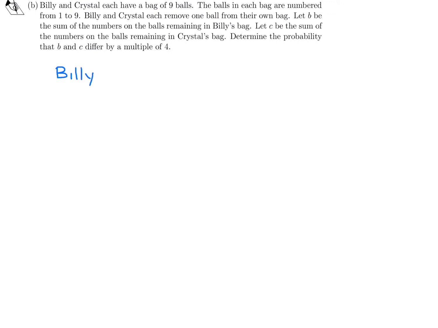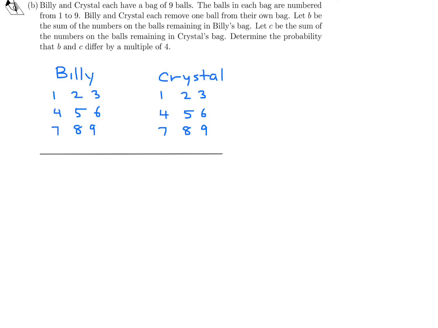Billy has the numbers 1, 2, 3, 4, 5, 6, 7, 8, 9. And Crystal also has the exact same numbers. Now, we are going to make a systematic approach to this question, hopefully as clear as possible. So we have to make a little bit of a table once again. Tables are great. And here we go.